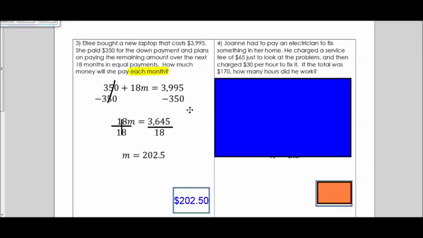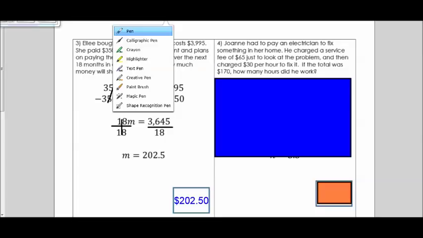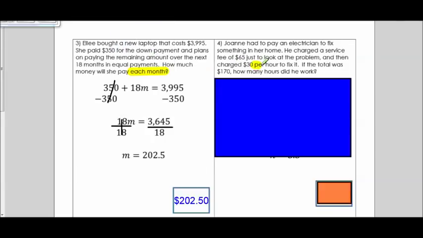Okay, number 4. Joanne had to pay an electrician to fix something in her home. He charged a service fee of $65 just to look at the problem, and then charged $30 per hour to fix it. If the total was $170, how many hours did he work? So first, this $30 per hour is saying that we need to put that variable with the 30. It's going to be 30 times H, right? Because each hour you have to pay this $30. The $65 is just the one-time fee. It's just the thing that he needs to come and look at the problem.